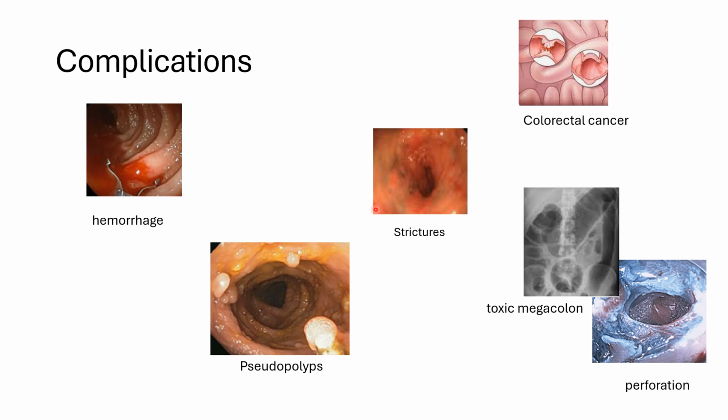Fistula is something that happens rarely in patients with ulcerative colitis, but because of the inflammation, it could happen in some patients. Toxic megacolon, on the other hand, is more common in ulcerative colitis compared to Crohn's disease. So you would see more toxic megacolon, as you see here in the image.